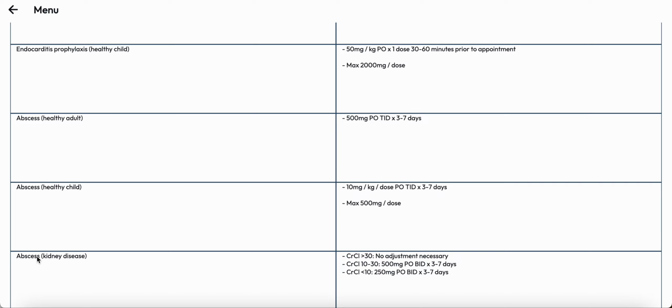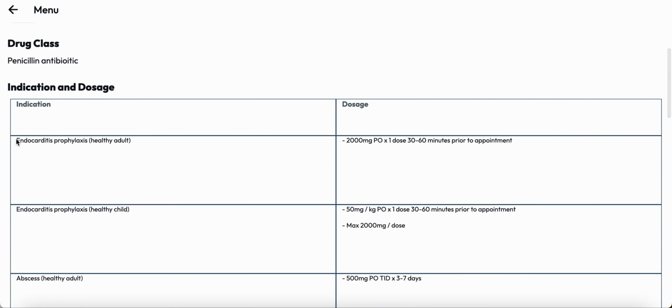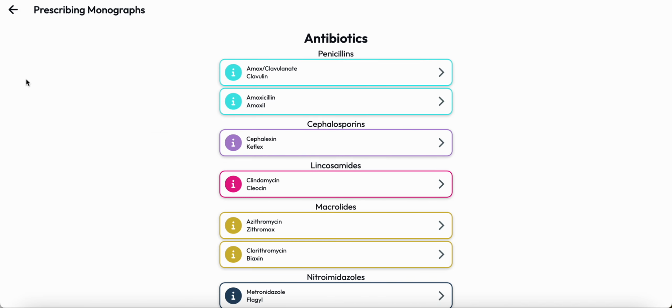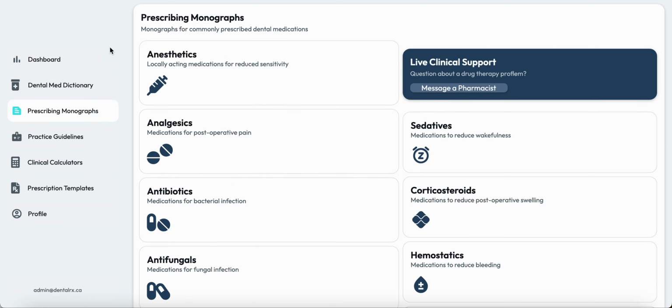And in this circumstance, the only time that we adjust for renal disease is when it's an abscess. And endocarditis prophylaxis, we can just give the 2 grams prior to appointment. So we're happy with that.